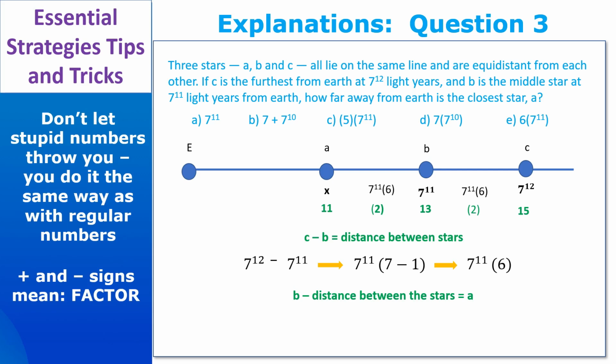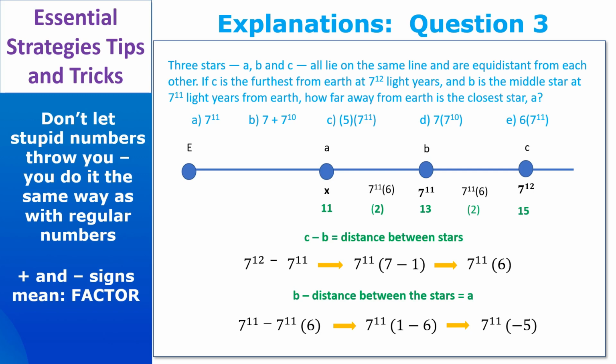Okay, next step. We take point B and we subtract the distance, and that's going to give us the value of point A. So that means we take 7 to the 11th minus 7 to the 11th times 6. And remember, minus signs always mean factor. So we have 7 to the 11th on the same side of that minus sign. So we factor out 7 to the 11th. We put what's left over in the parentheses. That's 1 minus 6. So we're left with 7 to the 11th times negative 5.